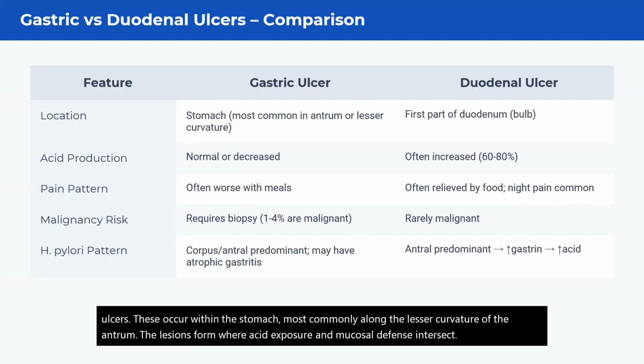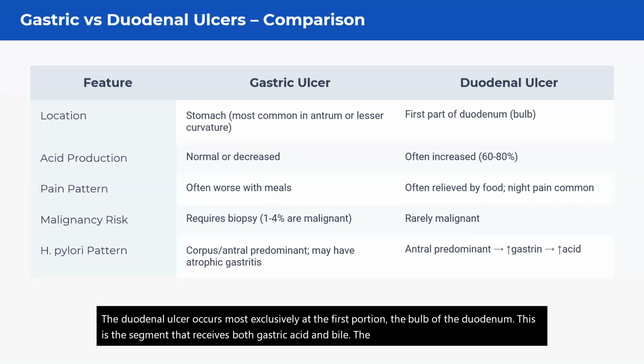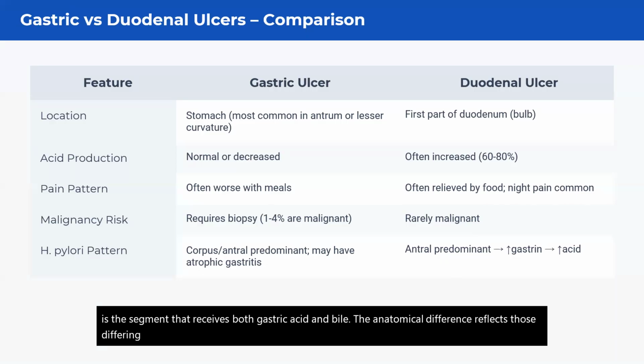The duodenal ulcer occurs almost exclusively at the first portion, the bulb of the duodenum. This is the segment that receives both gastric acid and bile. The anatomical difference reflects those differing vulnerabilities. So gastric ulcers are largely a defense failure, whereas duodenal ulcers result from acid excess.